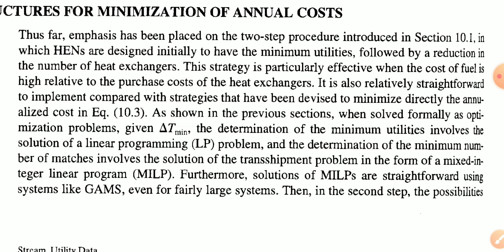In equations 10.3, as shown in the previous section, when solved formally as optimization problems, given the delta T minimum, the determination of the minimum utilities involves the solution of a linear programming problem, and the determination of the minimum number of matches involves the solution of the transshipment problem in the form of a mixed integer linear programming.